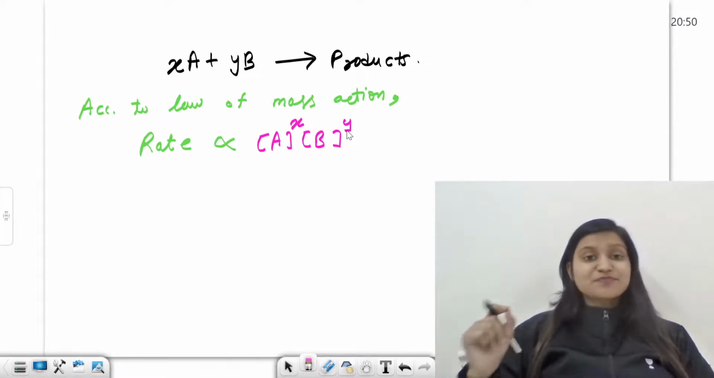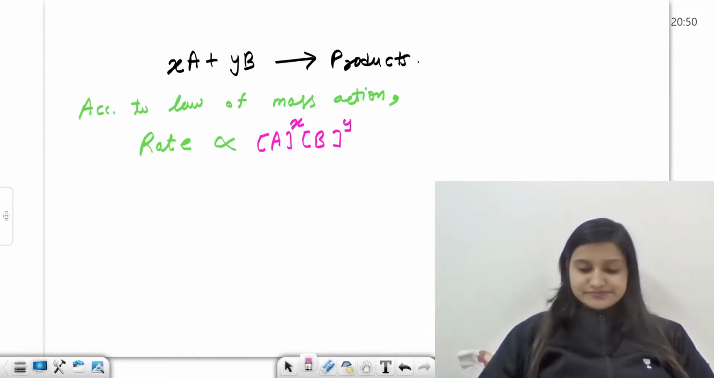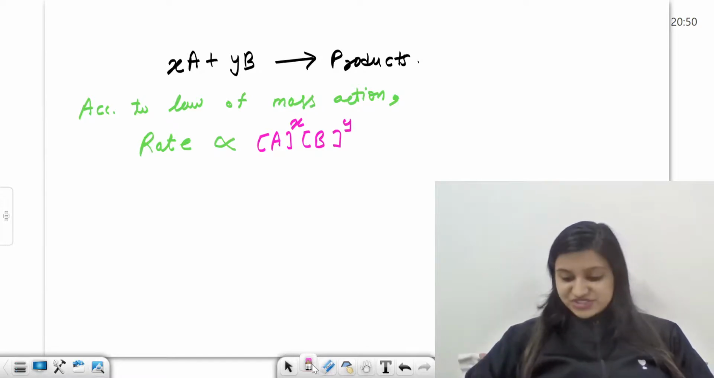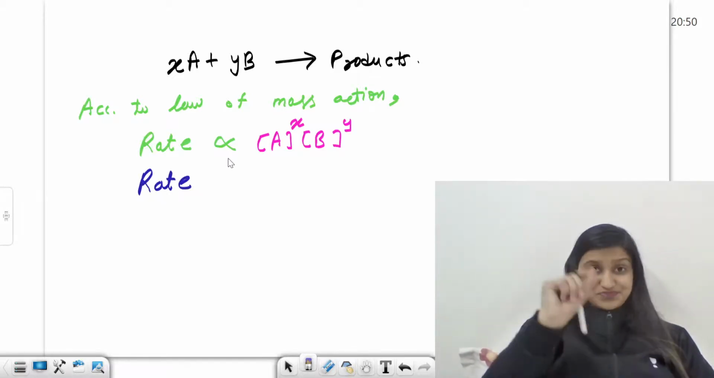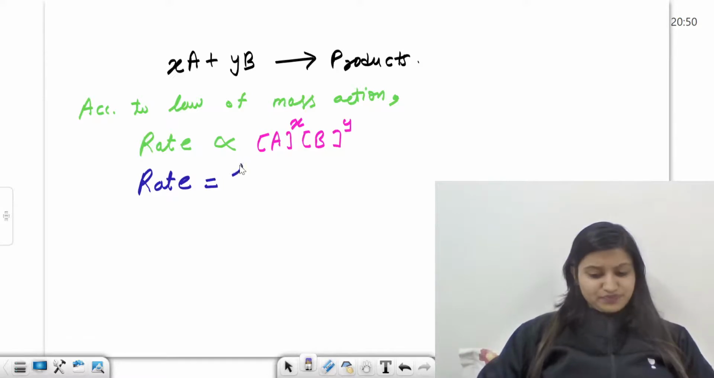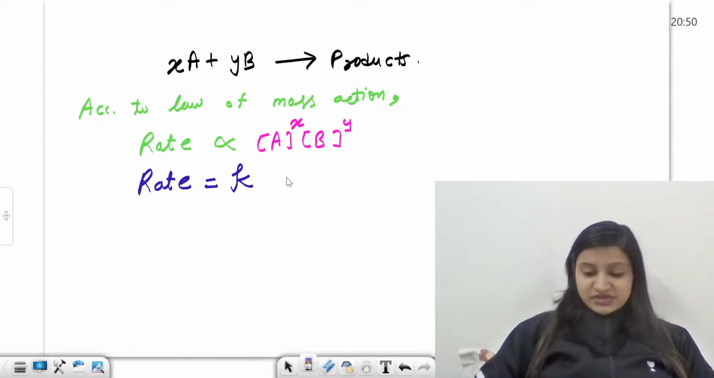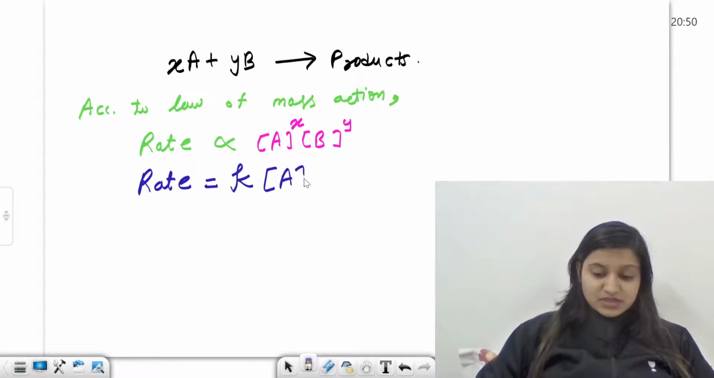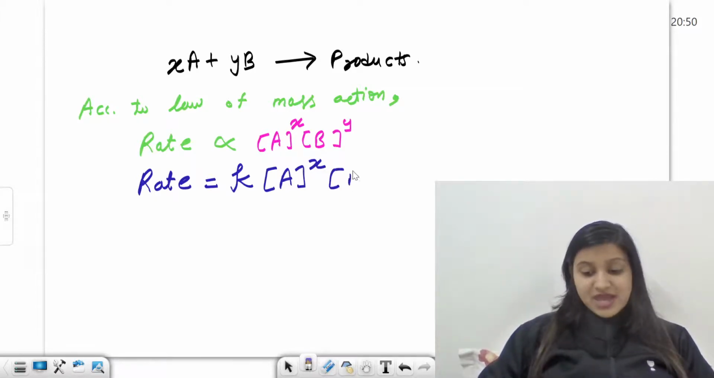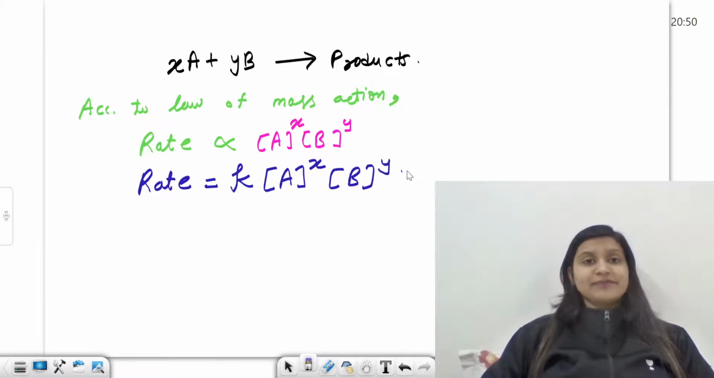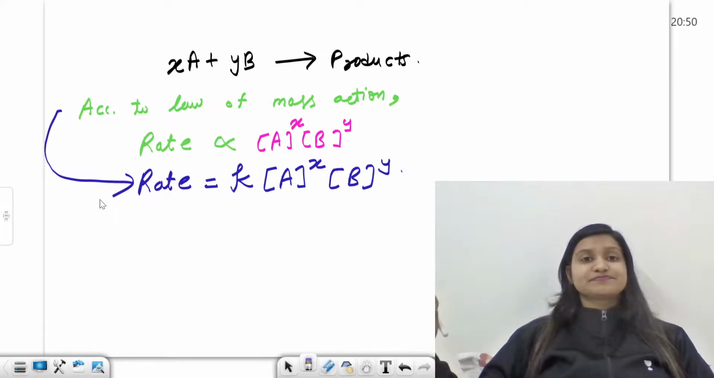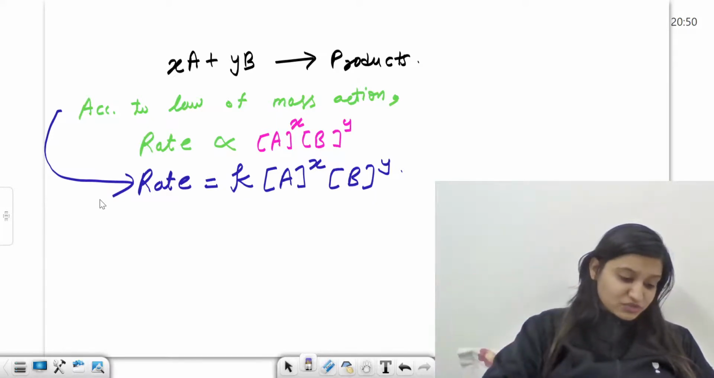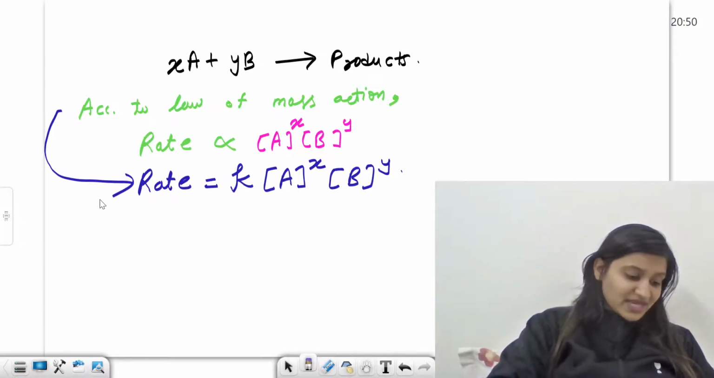Their corresponding stoichiometric coefficients. So we can say that if we remove the proportionality sign, a constant will be added here. Rate will be equal to k, [A] raised to power x and [B] raised to power y. This is what the law of mass action says. Is it okay, everybody? Is that okay?